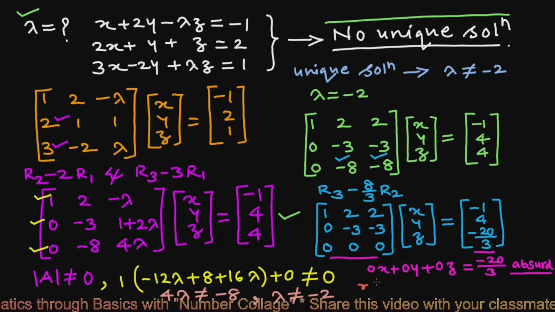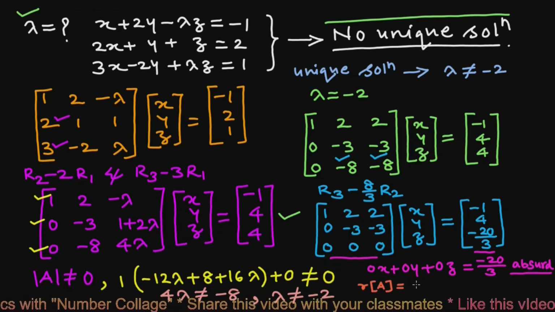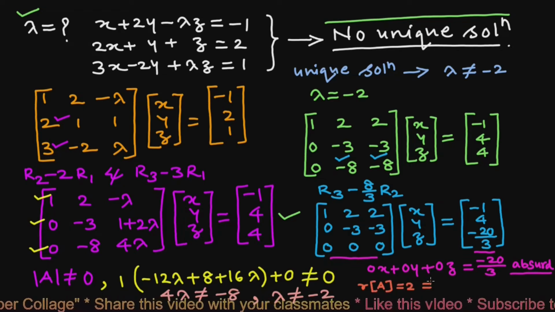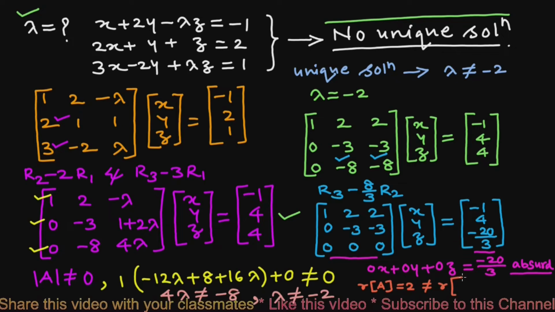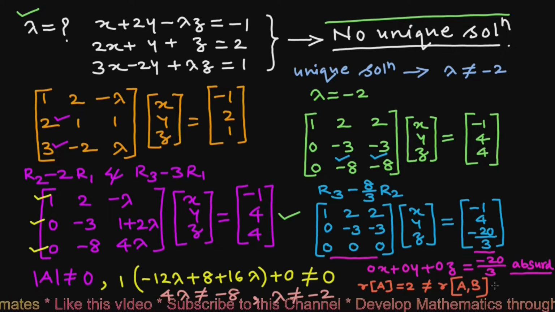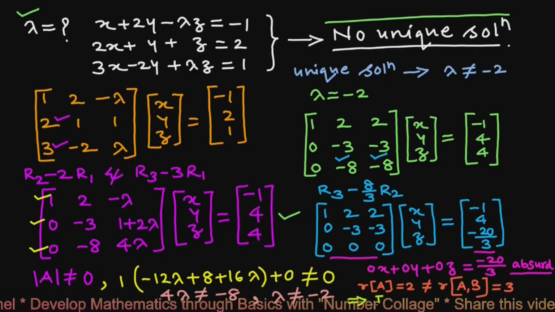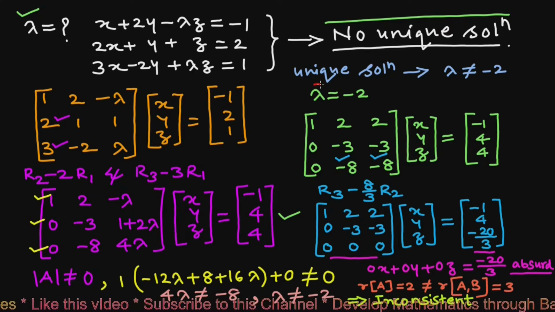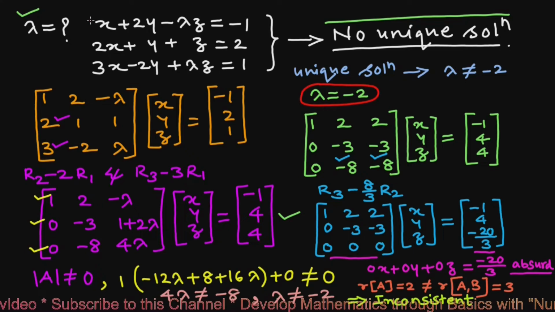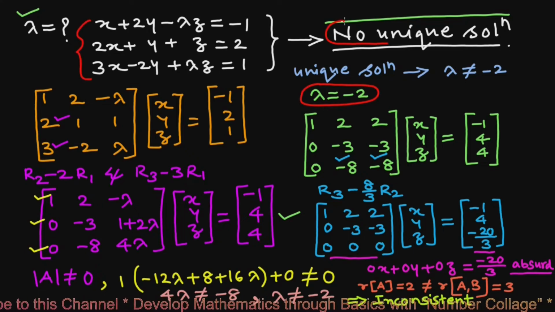Also, rank of coefficient matrix A is 2, which is not equal to rank of the augmented matrix A comma B, which is 3. So it implies the equations are inconsistent. Therefore, when lambda is minus 2, these equations have no unique solution.